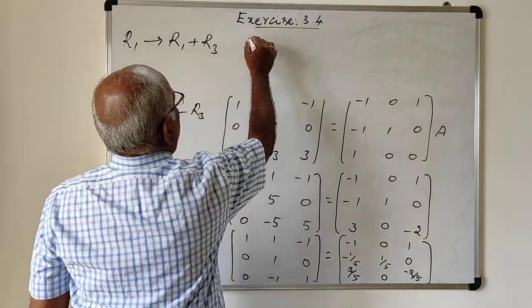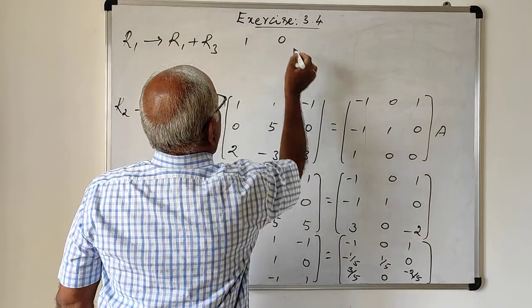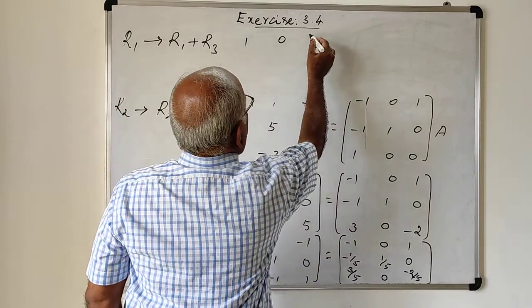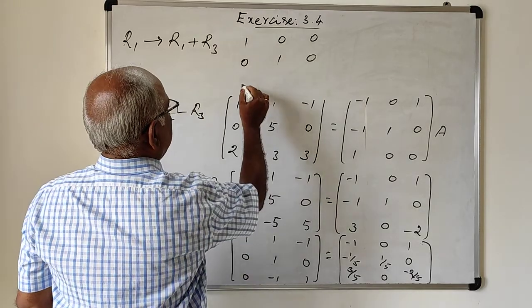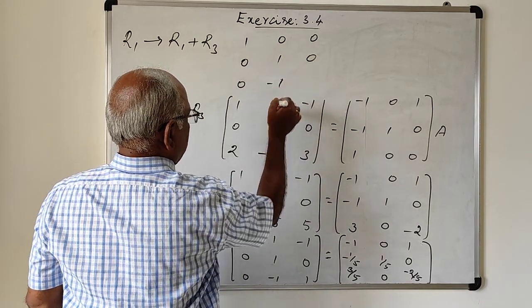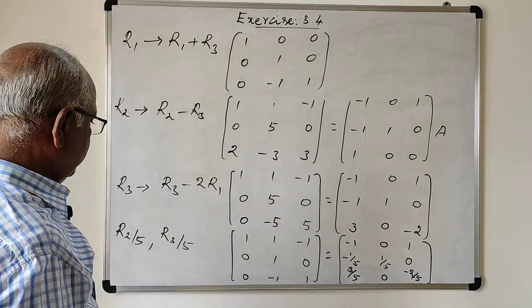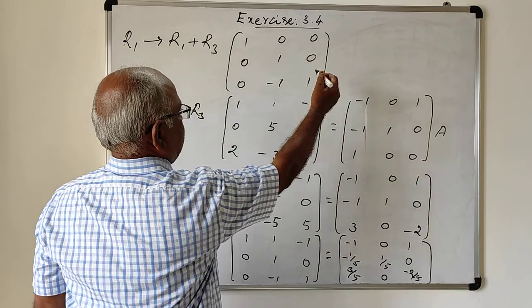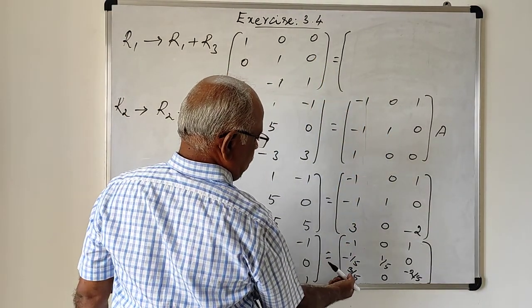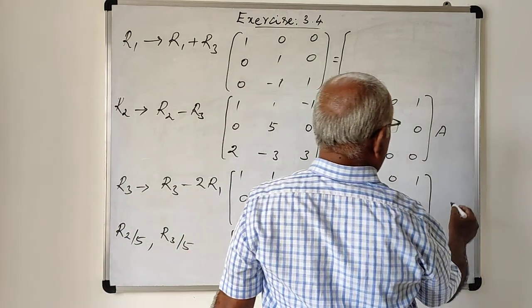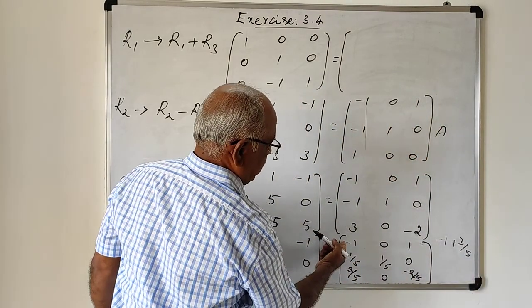1 plus 0, 1. 1 minus 1 plus 1, 0. And minus 1 plus 1, 0. So next, 0, 1, 0, right? And 0 minus 1, 1, you write it. Similarly, R1 plus R3 on the right hand side: minus 1 plus 3 by 5.